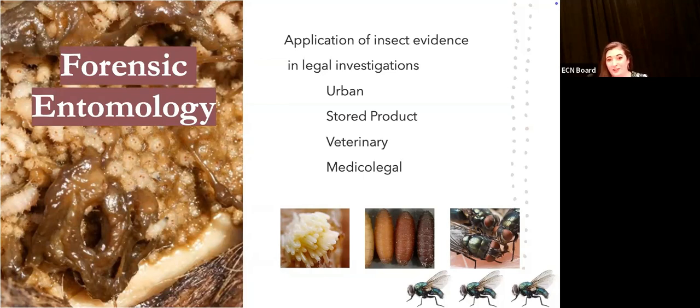Now, the way that I'm using insects, and I know I don't have to sell this to this crowd, which I have to say is a refreshing change. I gave a presentation yesterday to law enforcement, and I always feel like I'm a bit of a salesperson giving a pitch about why you should care about insects.